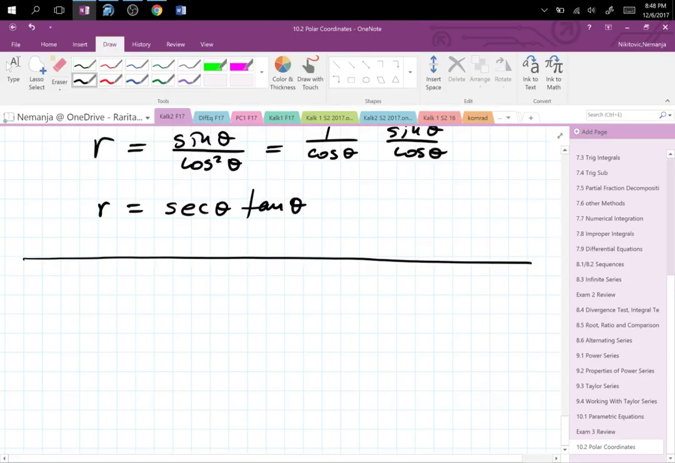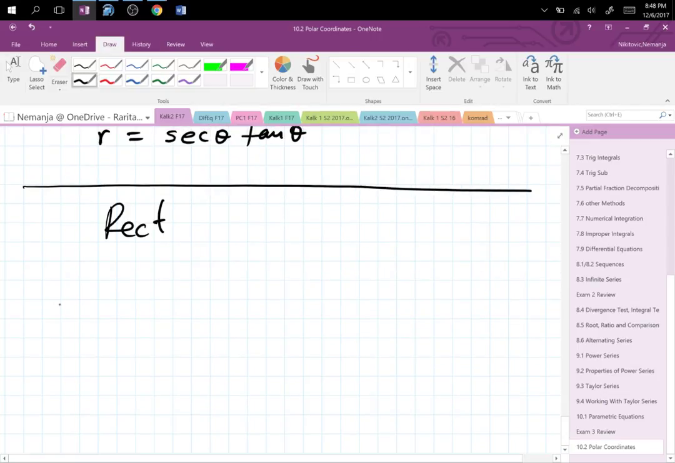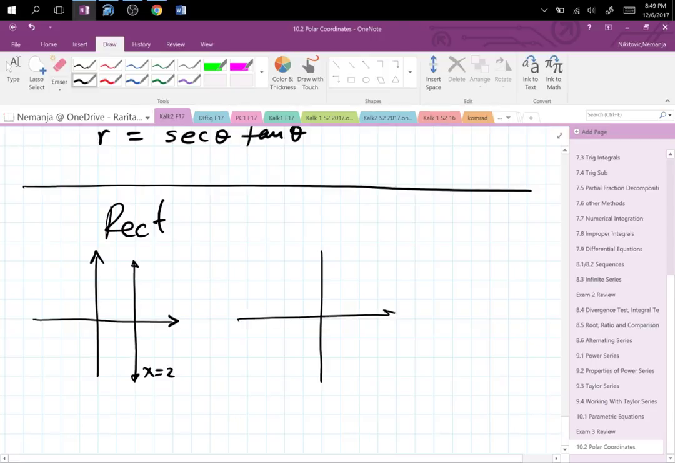And to complete the story for the entire lecture, we are going to take a look at the most basic shapes, functions that we have for both of these. So the rectangular world has, as the easiest equation, a vertical line, let's say x equals 2. And another easy one, y equals 2. So these are my easiest equations for the rectangular world.